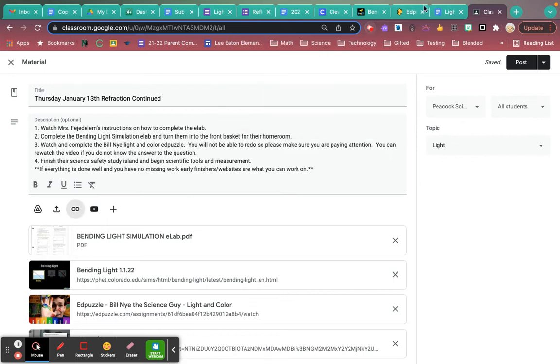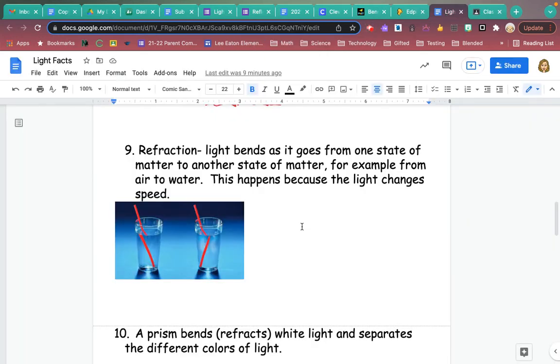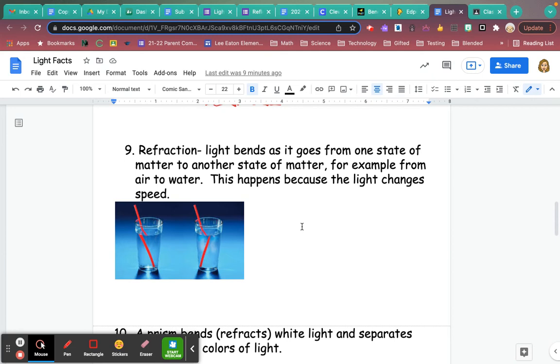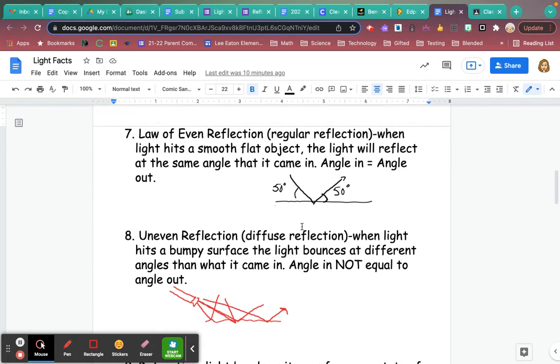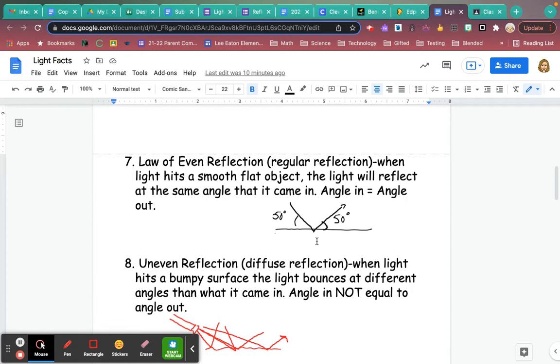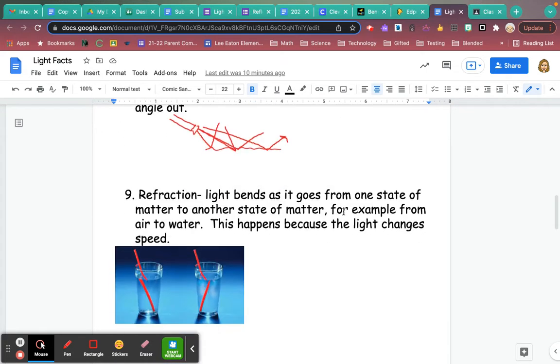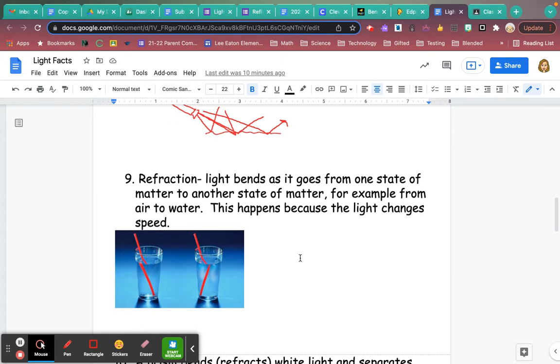Okay, so light facts 9 through 11. 9 is refraction, the definition of refraction. So refraction means light is bending. So reflection, if you remember 7 and 8, that means light is bouncing back to us. But refraction is light is bending.